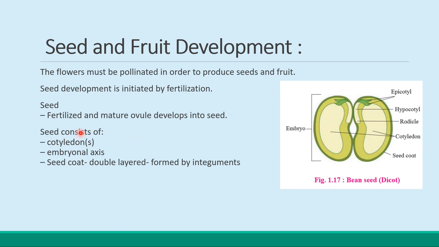Then that seed consists of these main parts. First is the cotyledon, embryonal axis, and seed coat. It also contains the radicle, hypocotyl, and epicotyl. There is a double seed coat, double layered, formed by the integuments. So this is the structure of the common seed.